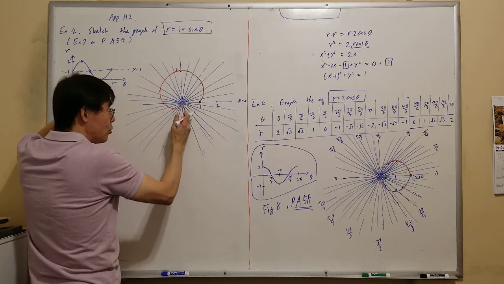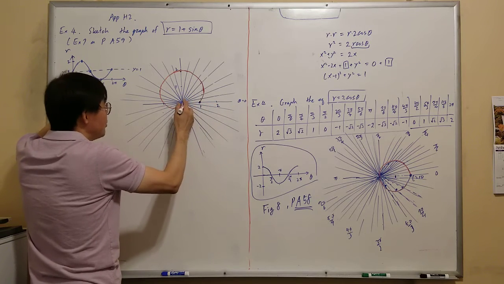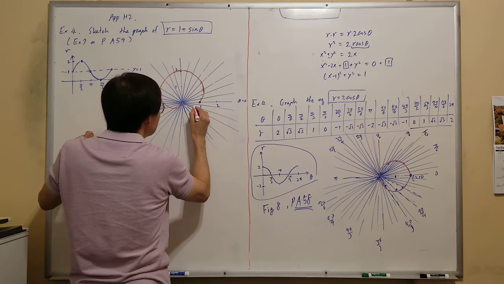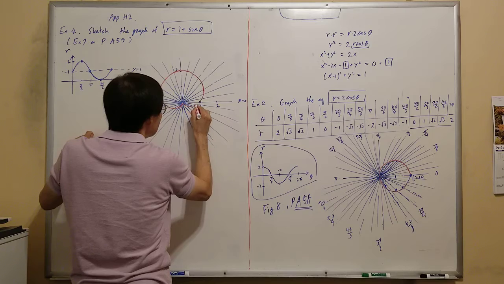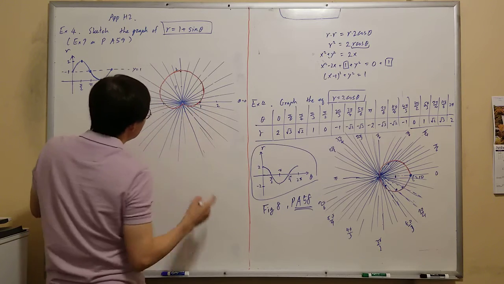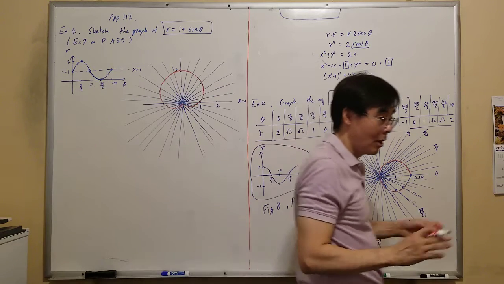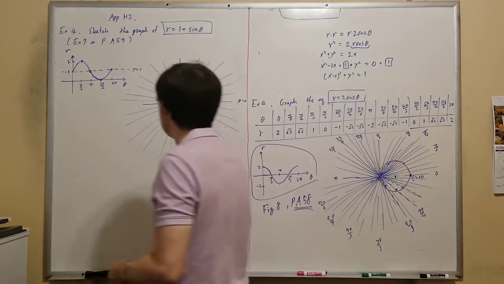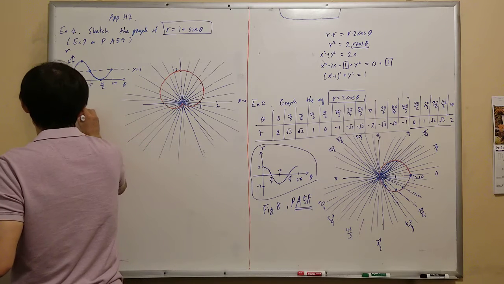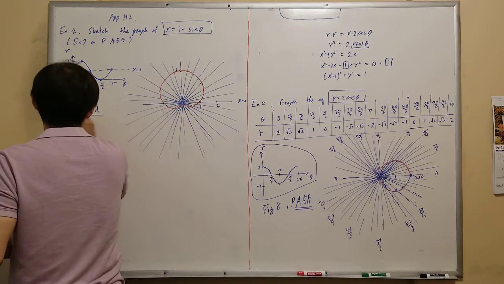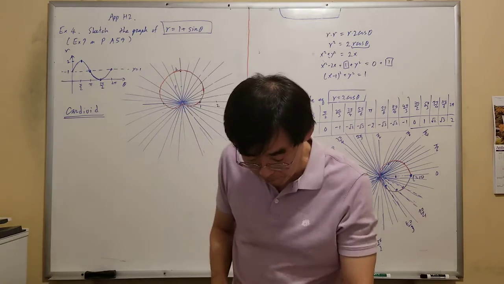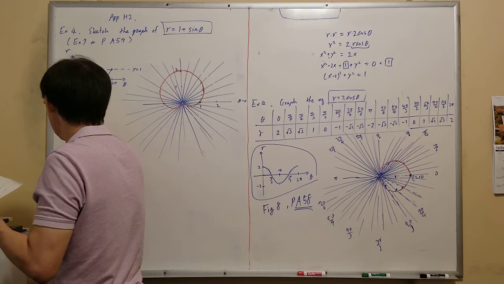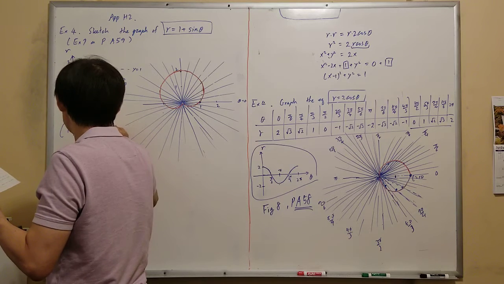From 3 pi over 2 to 2 pi, from 0 to 1, so getting longer and longer. So it'll be an upside down heart shape. We call it a cardioid. Cardioid. You can take a look at figure 11, page Appendix 59.